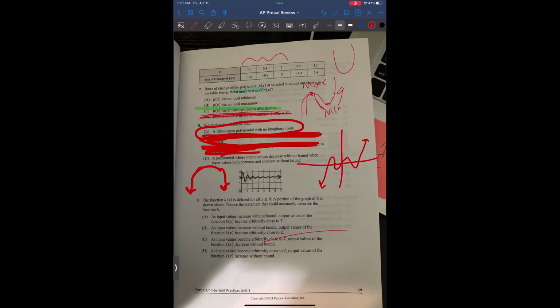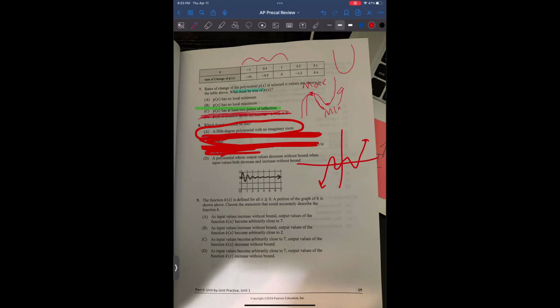Now, oh, look at number 9. So number 9 is a lot of words. It has a little chart, right? Mm-hmm. So let's see. The function k of x is defined for all x greater than or equal to 0. A portion of the graph of k is shown above. Choose the statement that could accurately describe the function k.